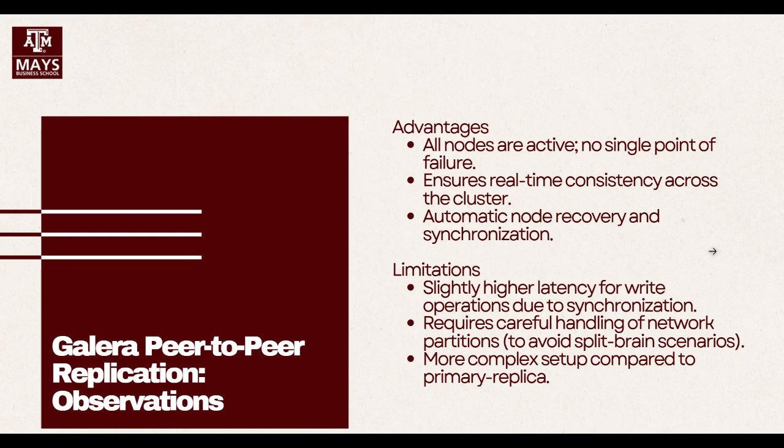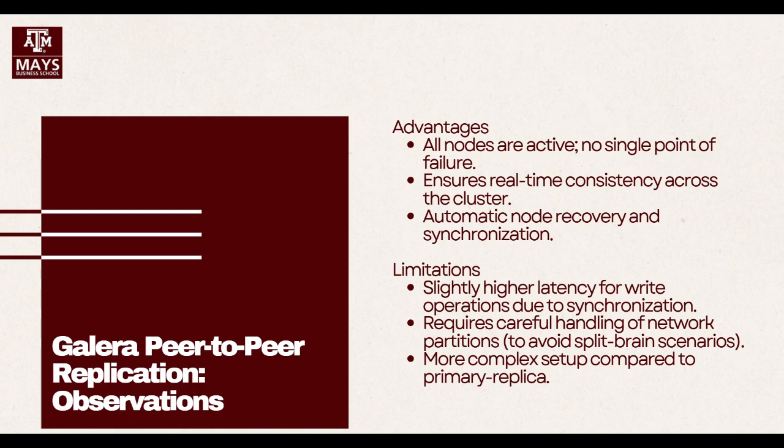So now coming to the advantages and limitations of the Galera peer-to-peer replication. Advantages are, as you saw, all nodes are active, no single point of failure. So even if one node is down, the other nodes are working fine, and whenever the node comes up, the data gets synced automatically. So automatic node recovery and synchronization is done. It ensures that real-time consistency is maintained across the cluster.